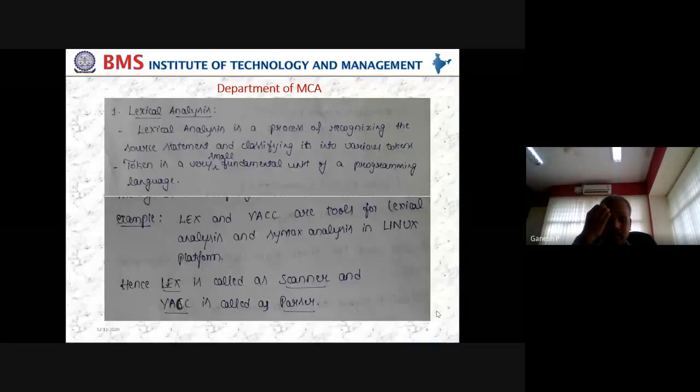We know what lexical analysis is, and as I told you, we have two tools, lex and yacc. Lex is a tool for lexical analysis. YACC, Y-A-C-C, is the name of the other tool. Probably we'll take some examples on this and work them out, as we did in the previous class, to understand how these tools help us perform lexical analysis and syntax analysis. Lex is a tool for a scanner or lexical analysis, while YACC is a tool for syntax analysis or a parser. So we will see both as we go.